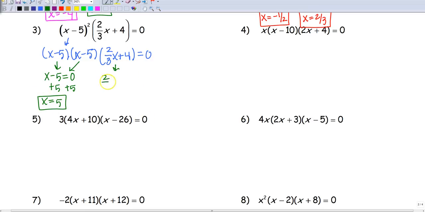And then this one, we do have a fraction. So we will minus our 4. And then remember, you're either going to divide by 2/3 with parentheses in your calculator or multiply by your reciprocal. And your other solution should be negative 6.